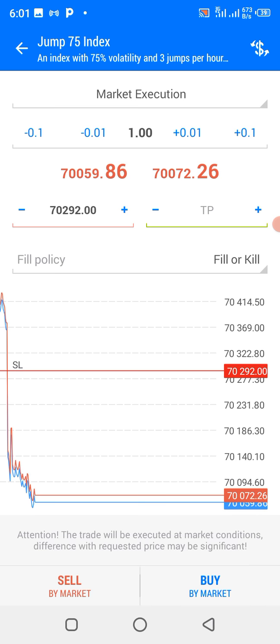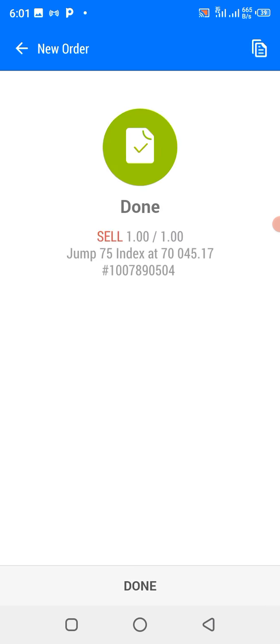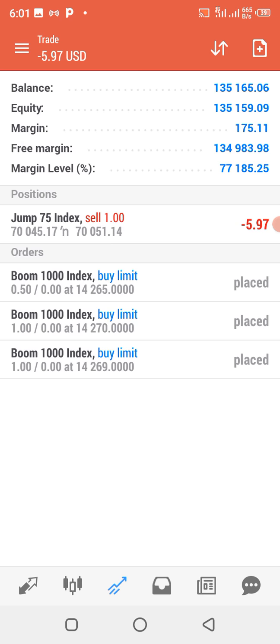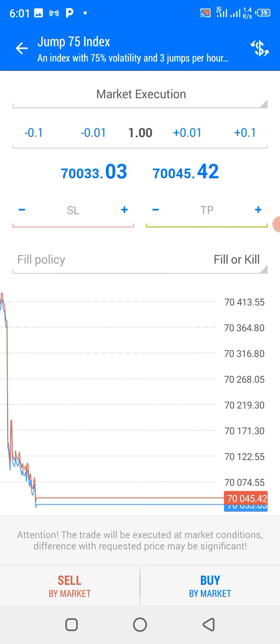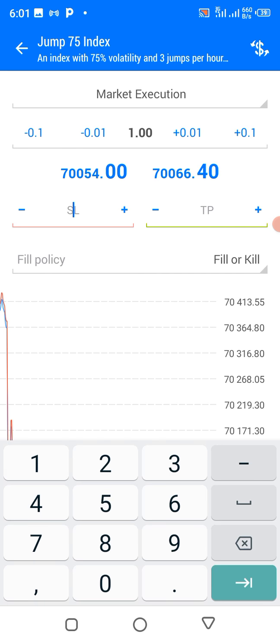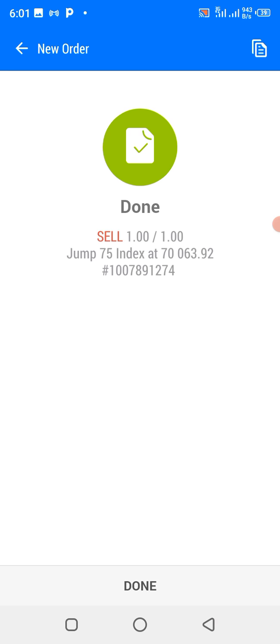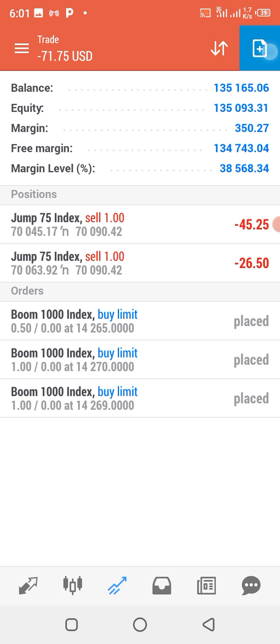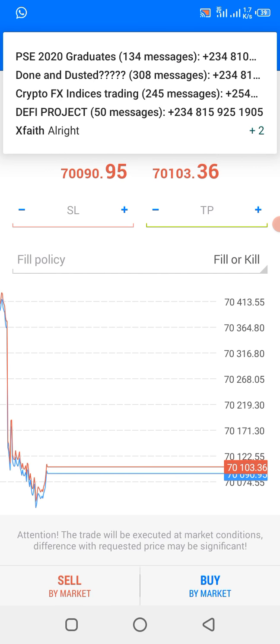I tell you, I'm going to use all my margin, please. But I make sure I manage my account by putting the stop loss. By putting the stop loss, I'm going to use all the margin.